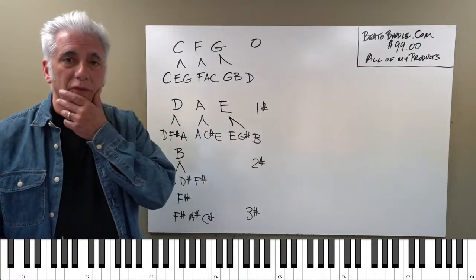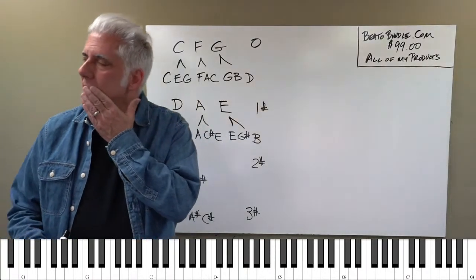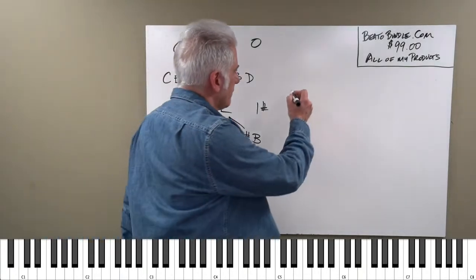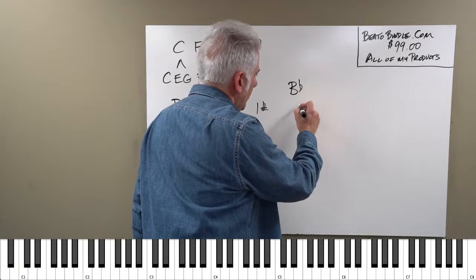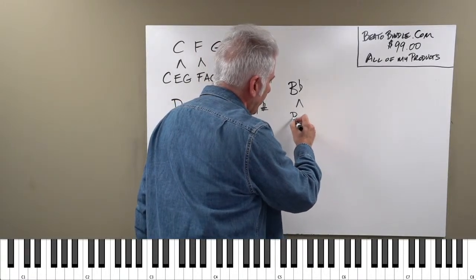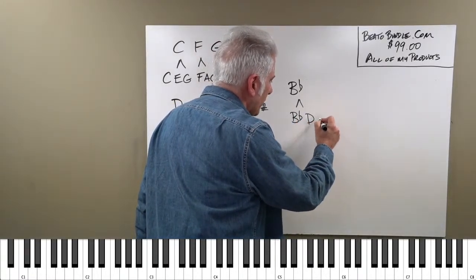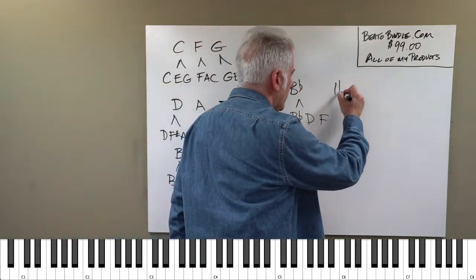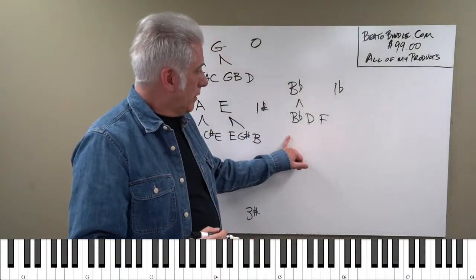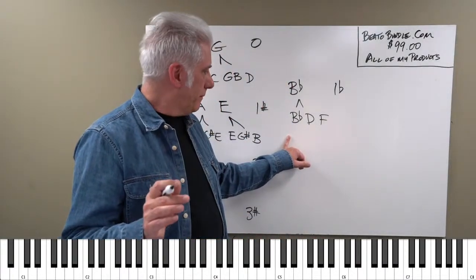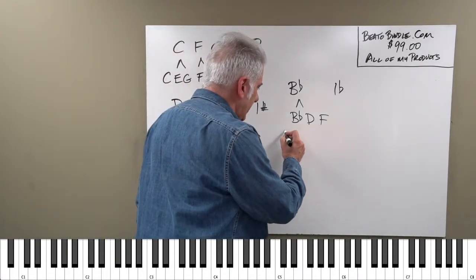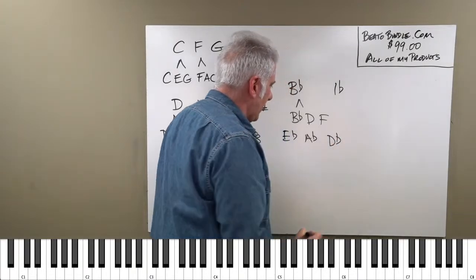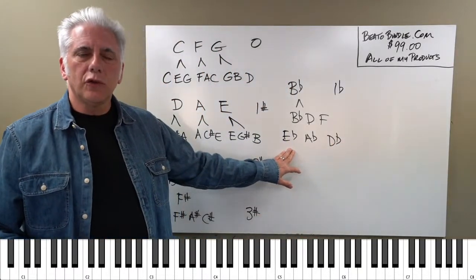Okay, let's talk about chords with flats. So there's B flat major. This has, I'm sorry, this is 1 flat. B flat, D, F. Okay, so this is 1 flat. We only have 1 chord that has 1 flat in it. Okay, so then we go to E flat, A flat, D flat. Each of these have 2 flats.